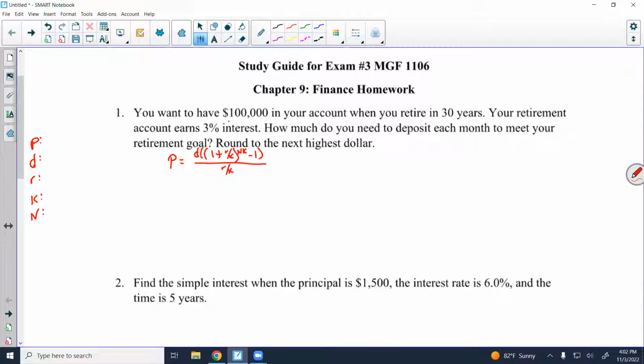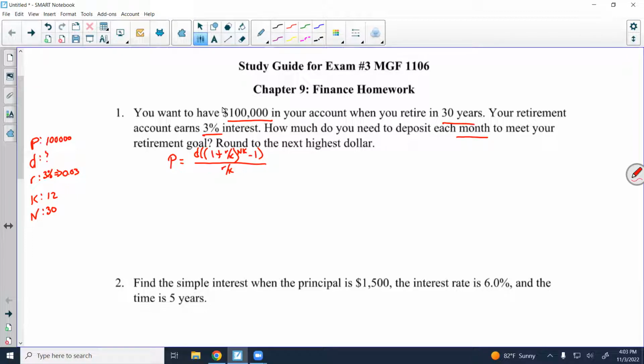So we want to have $100,000. So that's our P. We're looking for the monthly payment, so we don't know what D is. Our interest rate is 3%, which we convert to the decimal of 0.03. We're making deposits each month. So K is monthly or 12. And then we're doing this for 30 years. So N is 30.